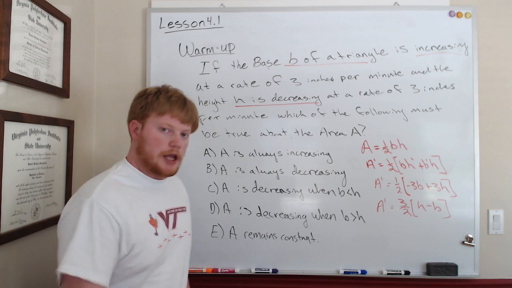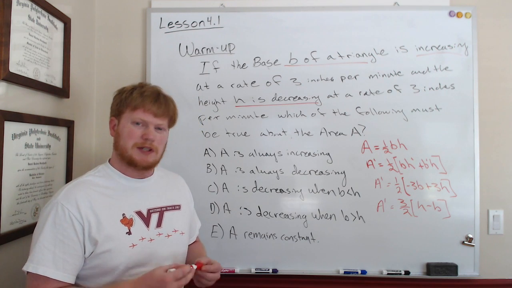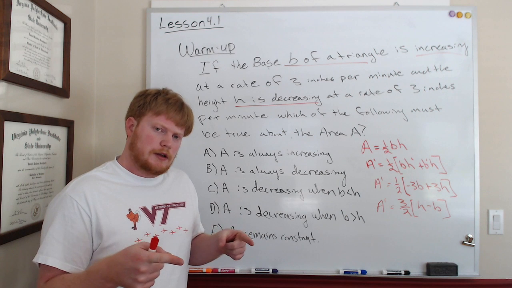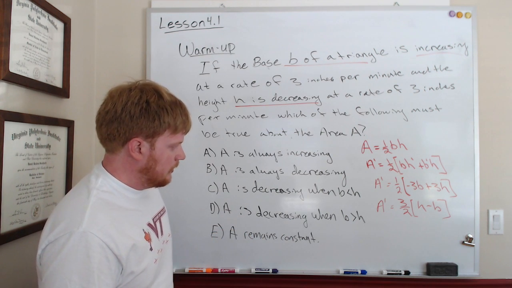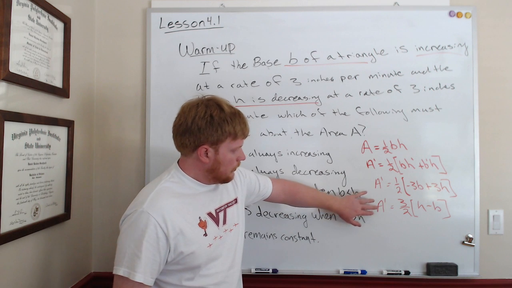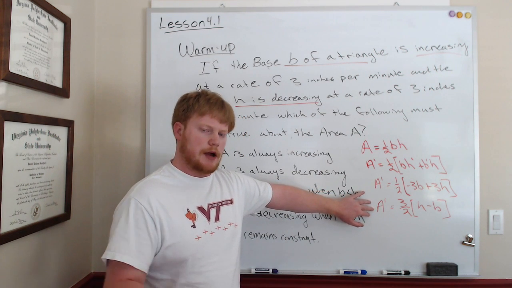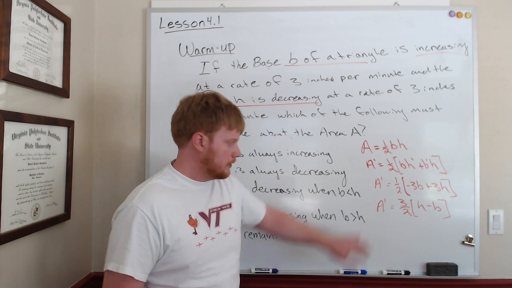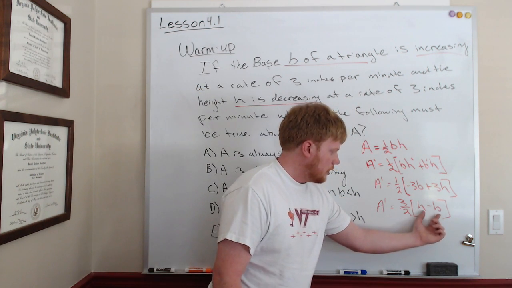Now we have to assume that H and B are always positive values, right? Because we can't have a negative length for a base or a negative height. So the question is, what is the sign of A prime? Is it positive or negative? That would tell us if the area is increasing or decreasing. Well, it's going to vary. It's going to depend on what B and H are.